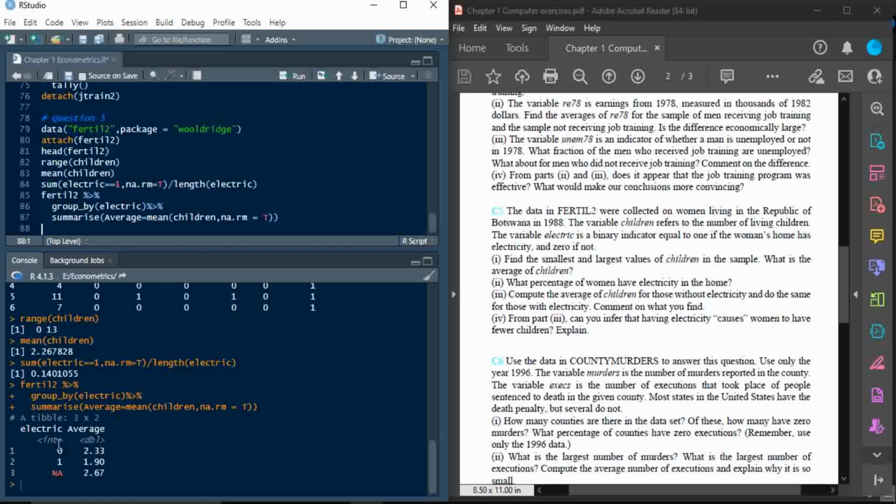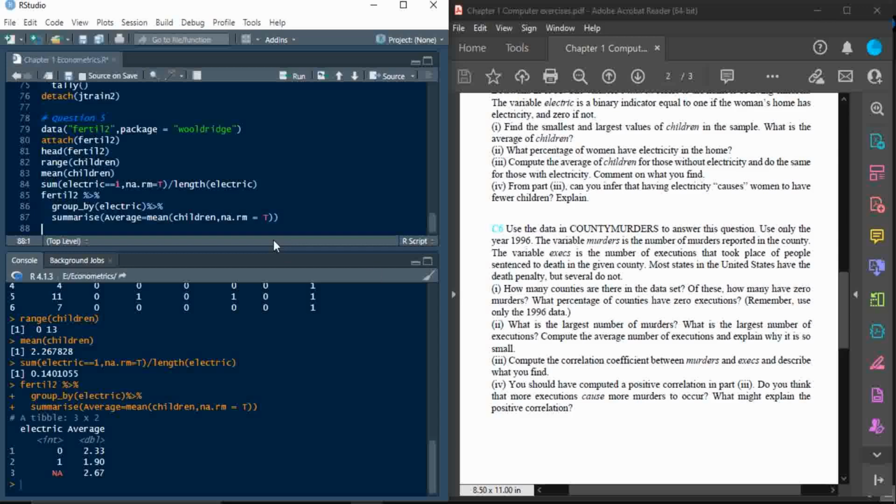Now look at this. Those women who do not have electricity at their home, the average number of children is 2.33, and the women who have electricity at their home have an average of 1.90 children, so almost 2. Okay, so let's look at this next part. It says from part third, can you infer that having electricity causes women to have fewer children? So does electricity have a causal effect on the number of children women have? You have to give the answer in my comment section, and I will look at your answers and evaluate them and give you the right answer in your reply. Now let's look at the next question and detach this data set once its work has been done.